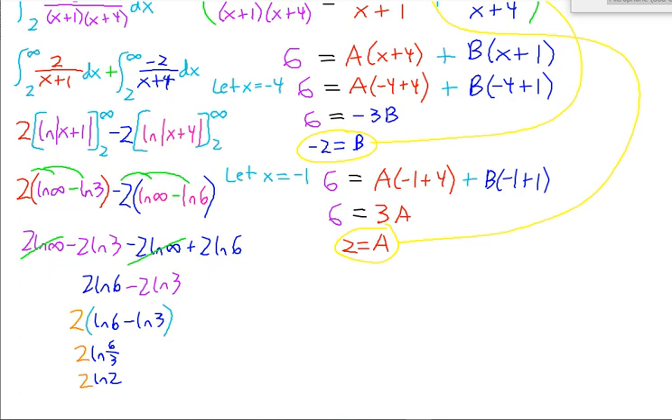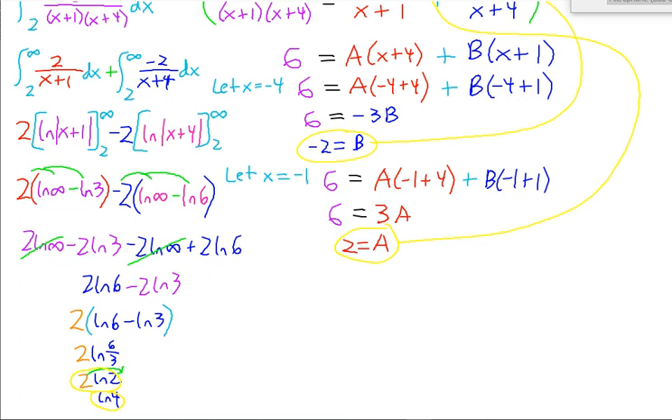Or they might even use the exponent property here at the end. Move the 2 up. 2 times natural log of 2 squared, which is just natural log of 4. So they might write it this way or this way. Usually they condense it to a single log if possible.